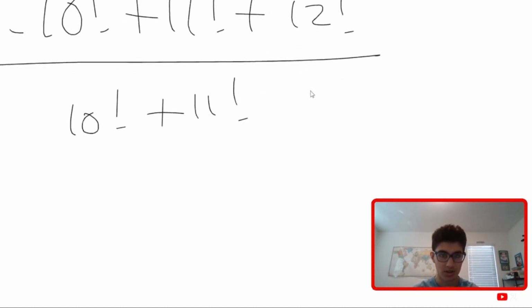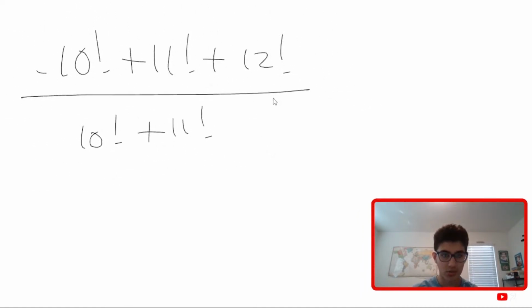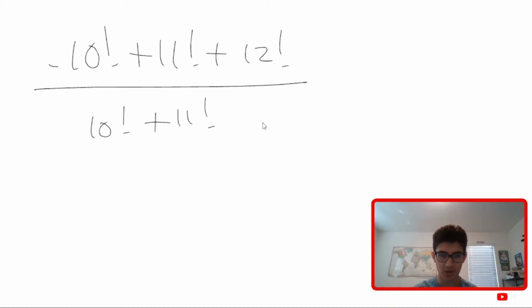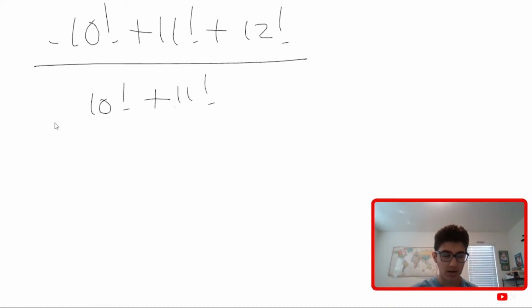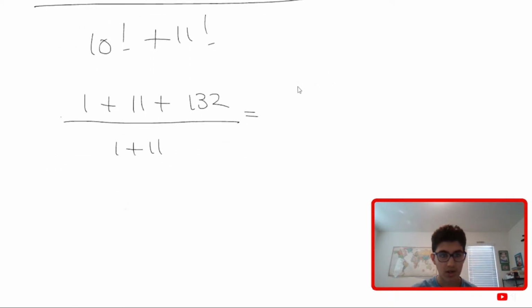We could take out 1 and then do 12 over 10 factorial plus 1 factorial, or we could factor out a 10 factorial from everything, which seems a bit better. So if we do that, they'll cancel out. So we get 1 plus 11 plus 132 over 1 plus 11. This becomes 143, so 144 over.